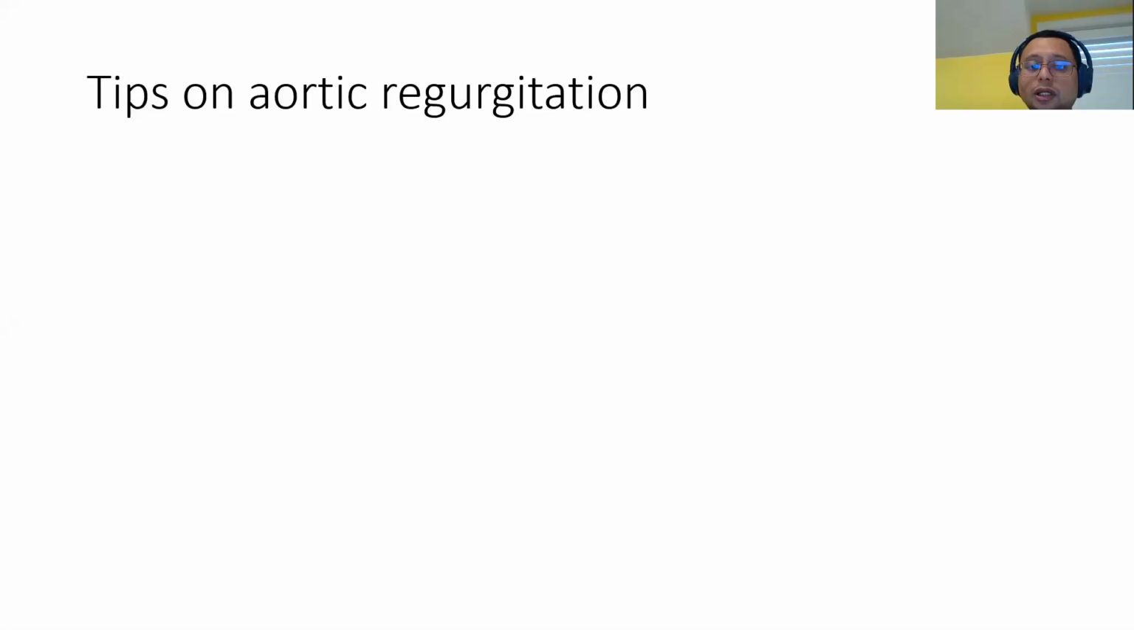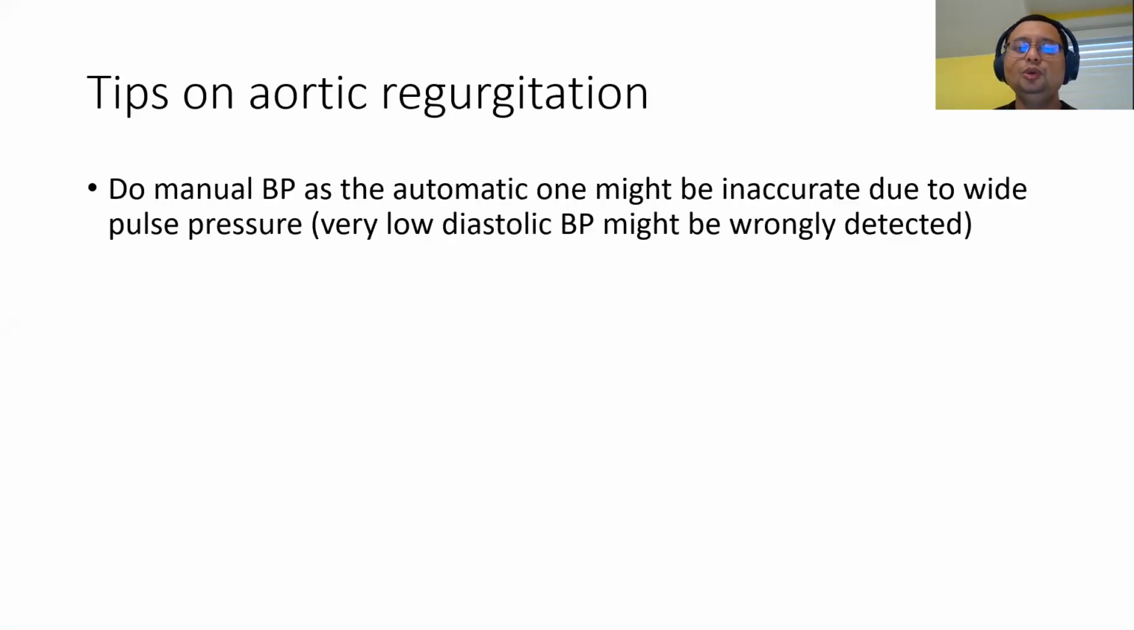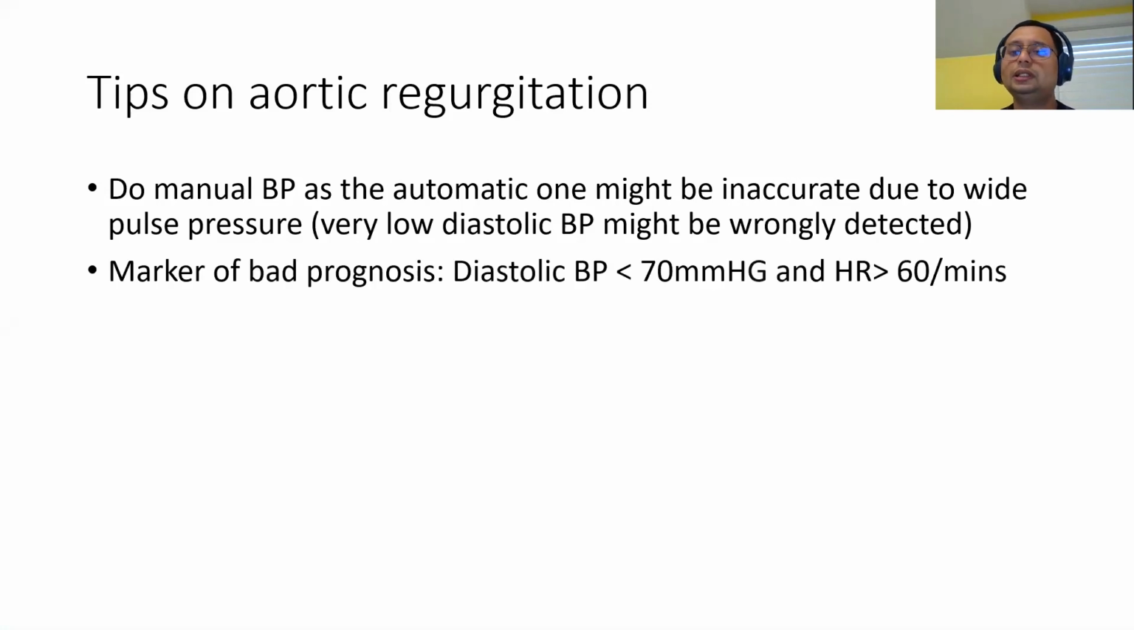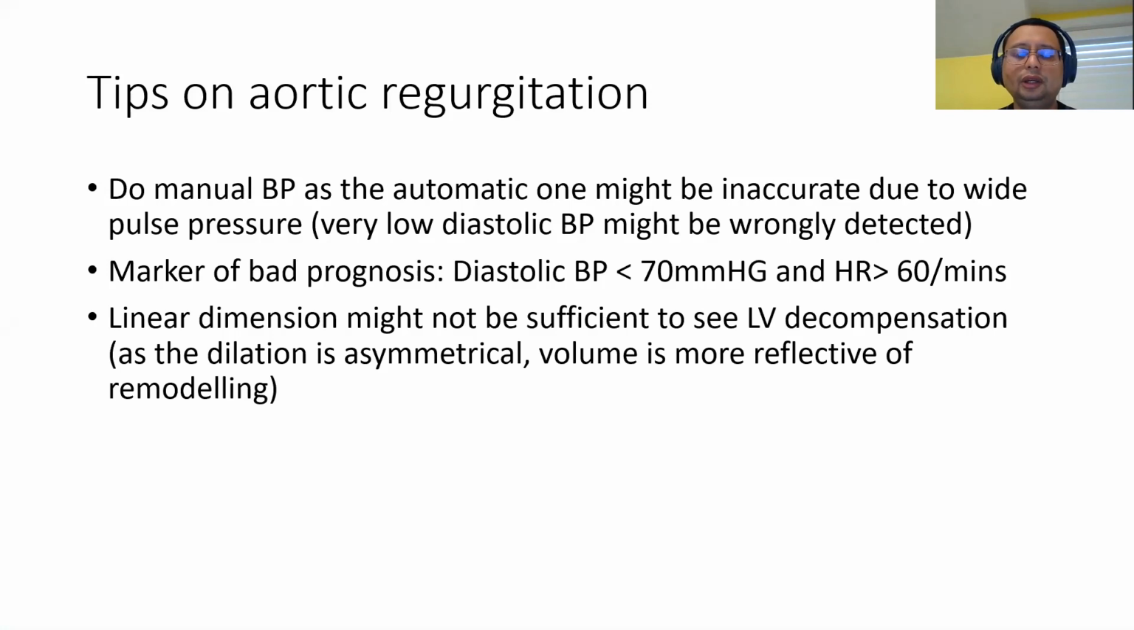Okay. So let me give you some tips on aortic regurgitation. You have to do manual BP, as the automatic one might be inaccurate due to wide pulse pressure. So a very low diastolic BP might be wrongly detected. What is the marker of bad prognosis? If the diastolic BP is less than 70 and the heart rate is more than 60, then mortality goes higher. The linear dimension might not be sufficient to see LV decompensation. As the dilation is asymmetrical, volume is more effective for assessing remodeling.